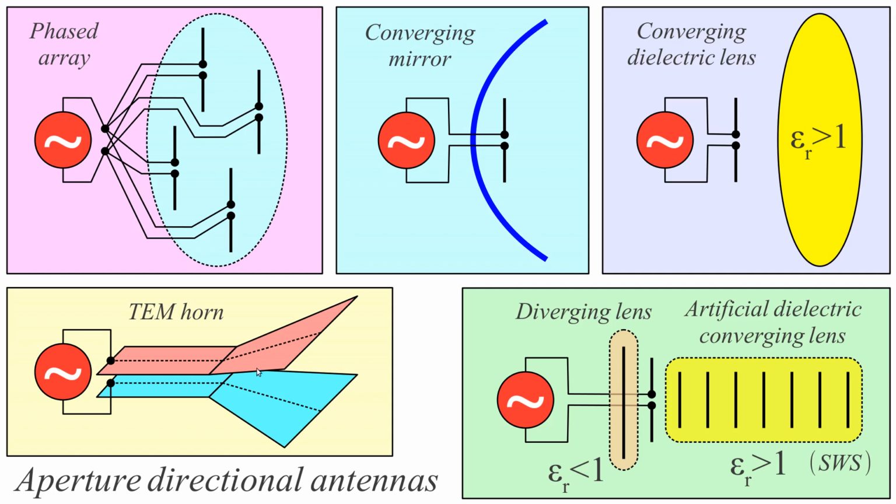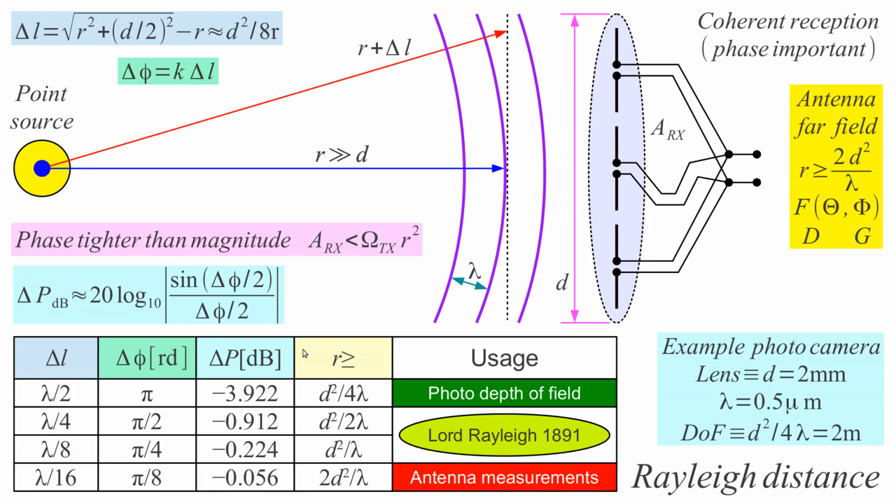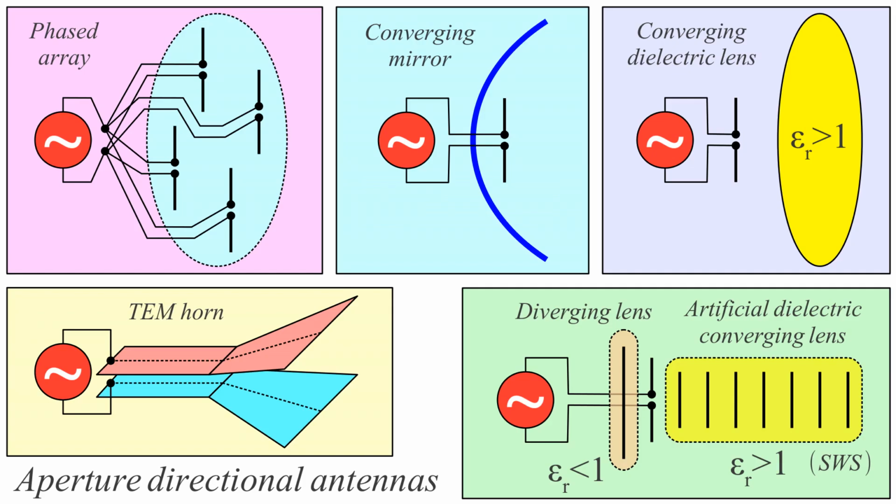So even with the horn, I could spread out my field to a larger aperture, but here I do get phase errors because I have spherical wave fronts. In order to avoid this phase error, this horn should be long enough. How long? We had already the solution here. It's the same Rayleigh distance. If we want to avoid phase errors, we have to build the horn long enough.